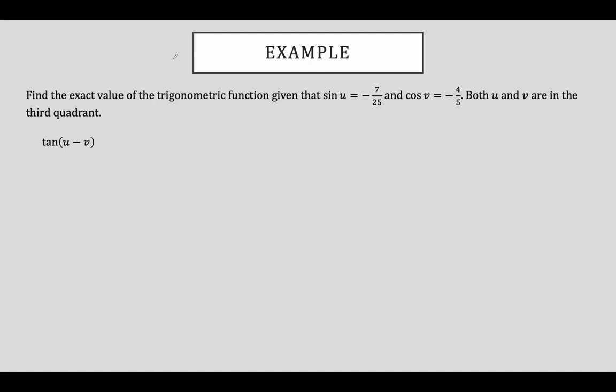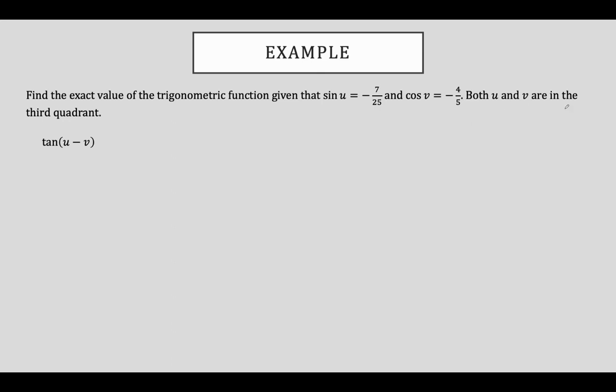Let's now look at a few examples where we're going to use the sum and difference formulas. However, in this case, instead of relating it to our unit circle angles, we're going to be talking about trig functions of any angle. Here, it says, find the exact value of the trigonometric function given that sine of u is equal to negative 7/25 and cosine v is equal to negative 4/5.